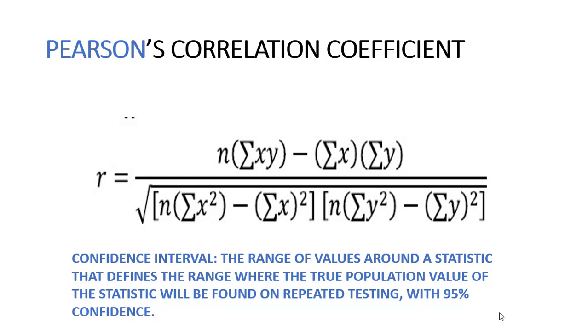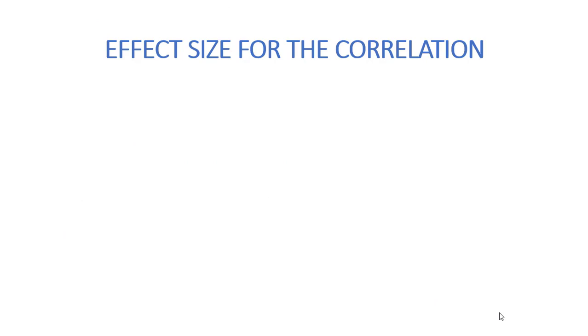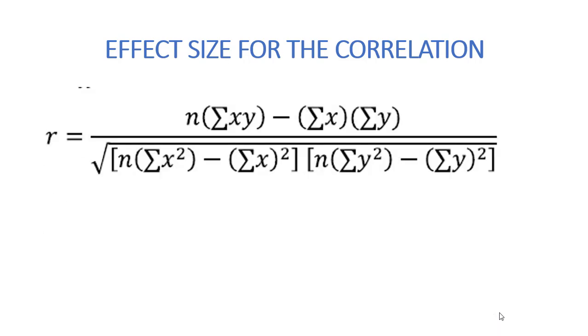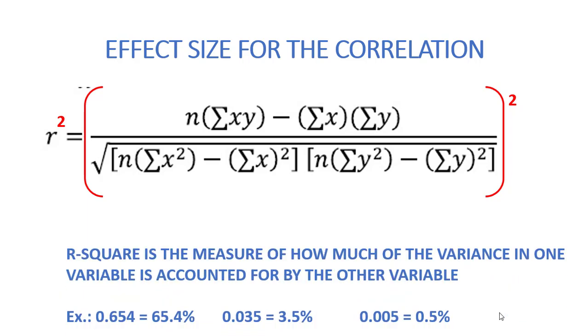Now, in addition to Pearson's correlation coefficient, we're going to calculate what we call an effect size for the correlation. We start with Pearson's correlation coefficient, and we square that R. Once we square that, we get what we call the effect size for the correlation, or R square. So what is R square?